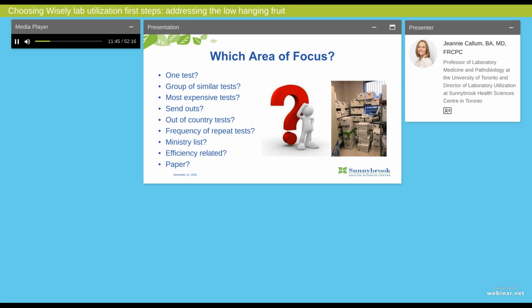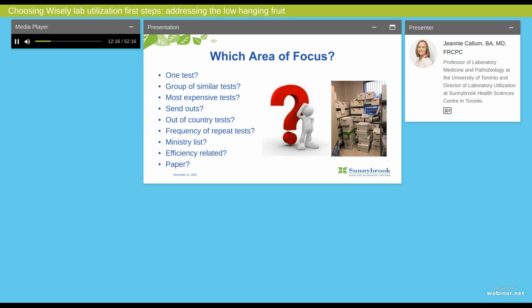Are you going to look at the frequency of repeat tests, like a test within a certain duration of a normal test result? Are you going to look at what the Ministry of Health wants? In our country, the Ministry of Health oversees how we're doing, and they're watching the laboratory tests that are being done at every hospital, and they put out a list of urgent quality improvement projects they want us to get on. Are you going to look at efficiency, not just utilization, but can we get the tests out faster and turnarounds better?